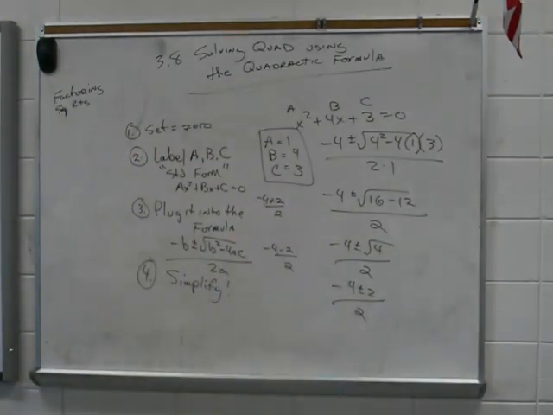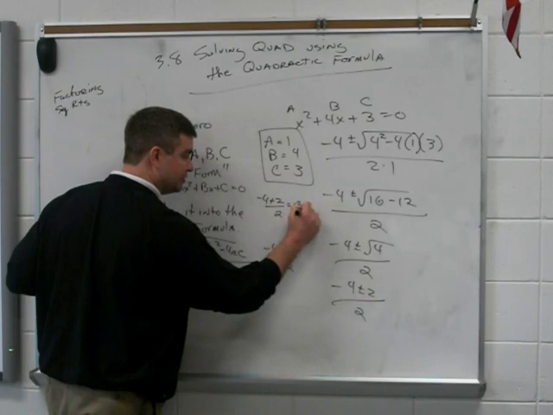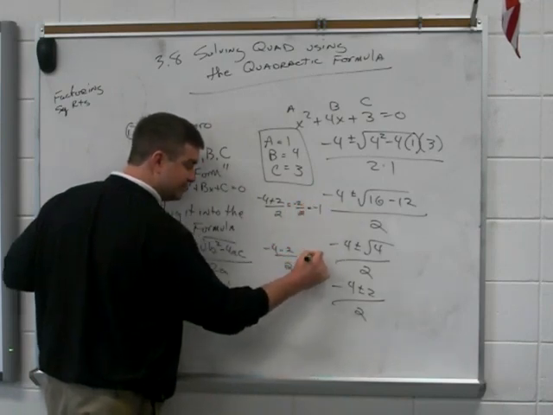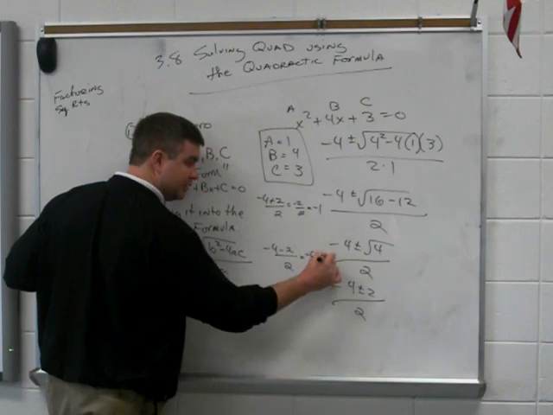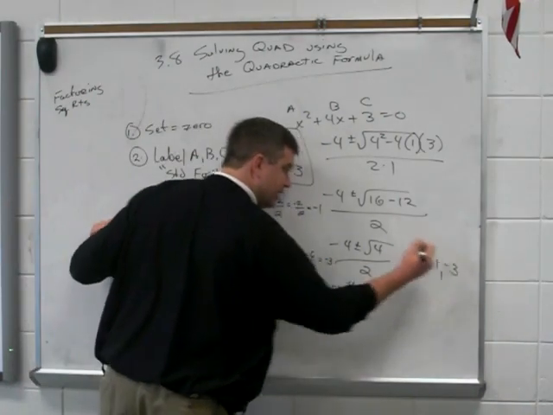Why am I breaking it up on this problem? Because there's whole numbers. Because I can. Because it's not just a radical. If it was a radical, I'd be done. I'll show you an example in a second. This gives me negative 2 over 2, which is negative 1. This gives me negative 6 over 2, which is negative 3. So my answer is x equals negative 1 and negative 3.